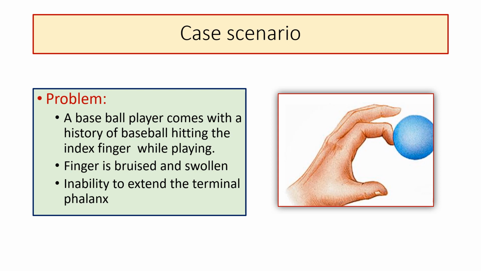A baseball player comes to the OPD with a history of baseball hitting the index finger while playing the baseball. The finger is bruised and swollen, and he complained of inability to extend the terminal phalanx. This is the problem with which the baseball player has come to the OPD.